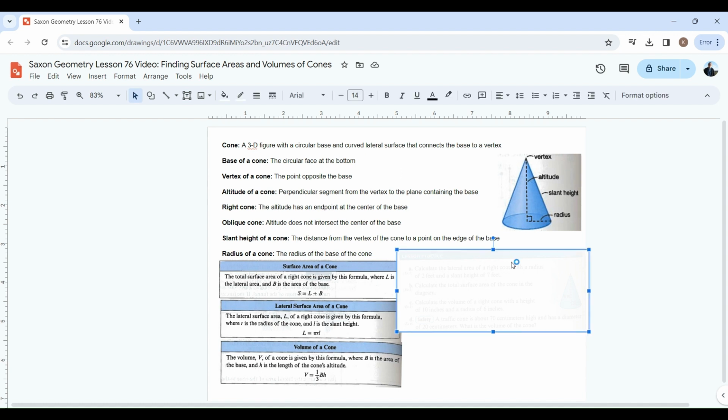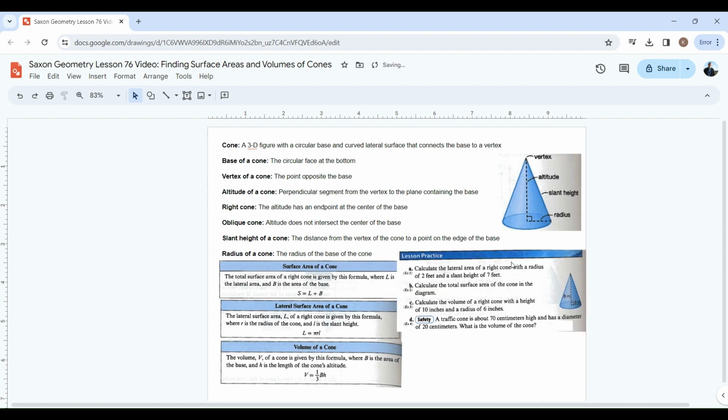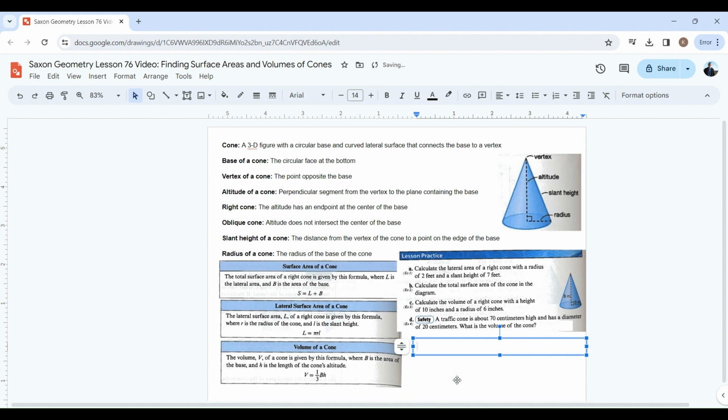All right, let's take a look at some practice problems. Basically, we're going to practice using these equations. So first of all, we need to calculate the lateral area of a right cone with a radius of 2 feet and a slant height of 7 feet. The lateral area. Well, lateral area is just pi times the radius times the slant height, or the slant length.